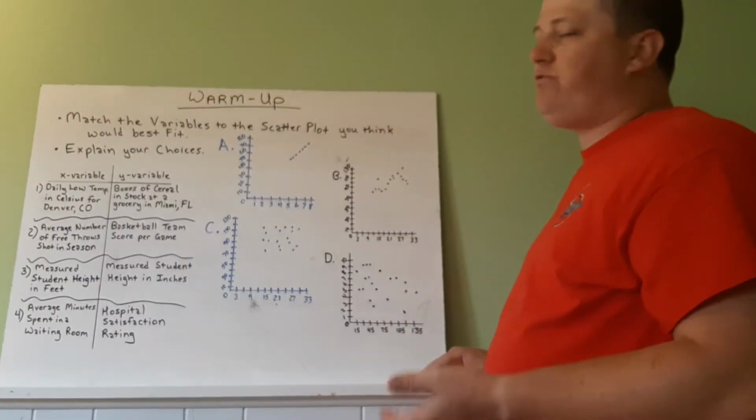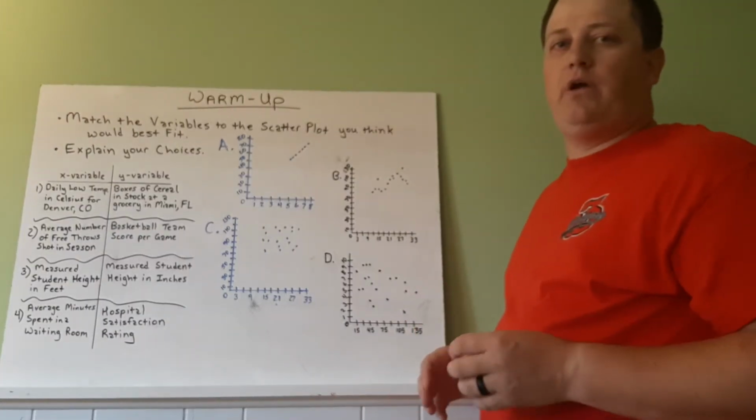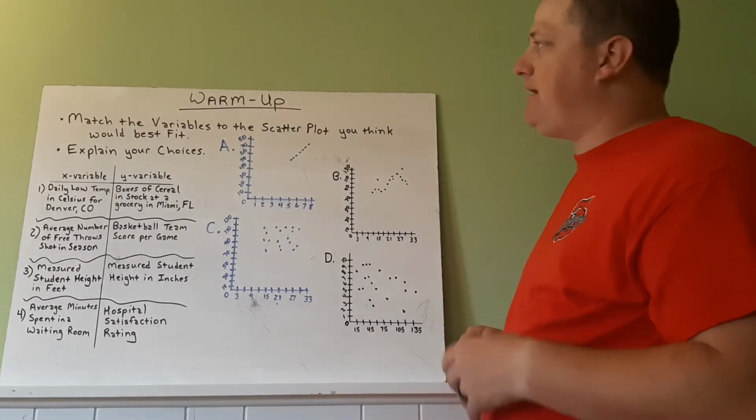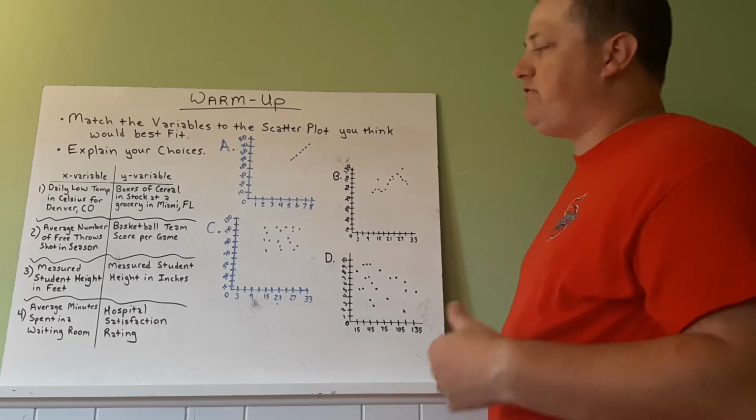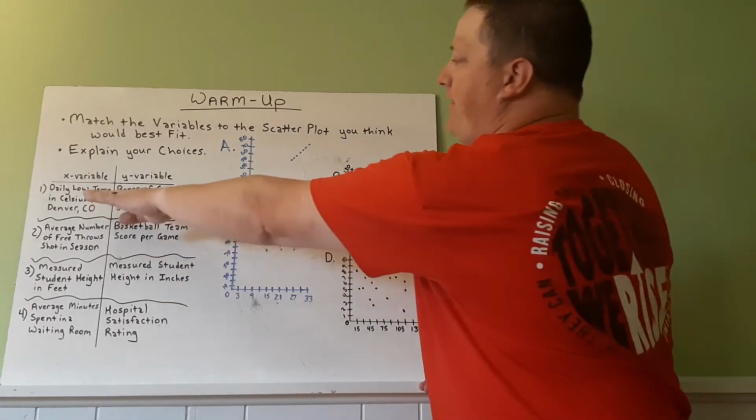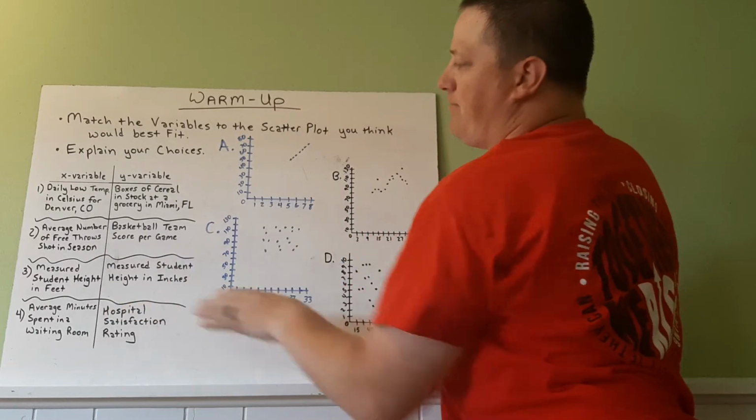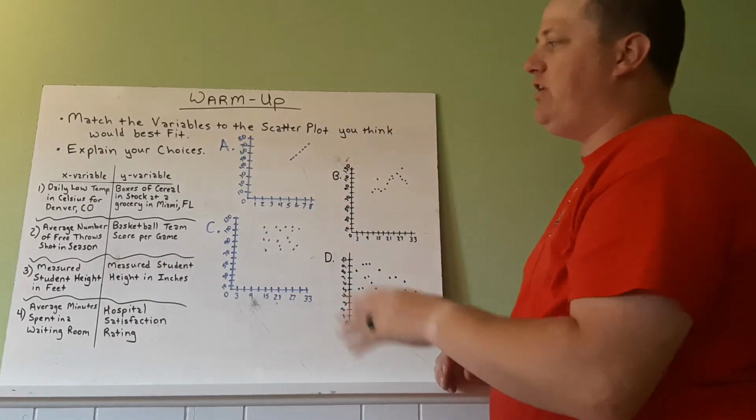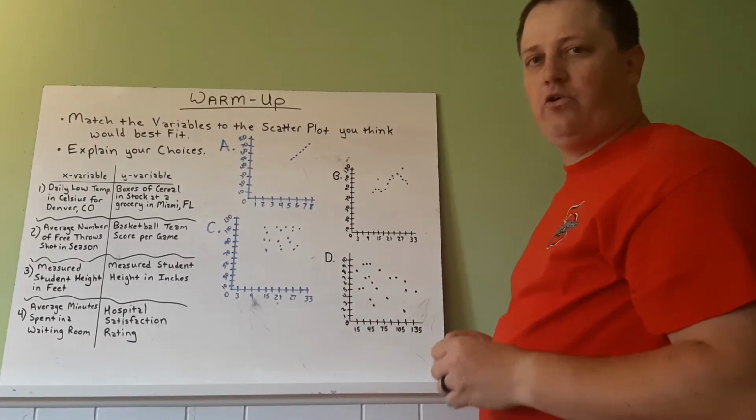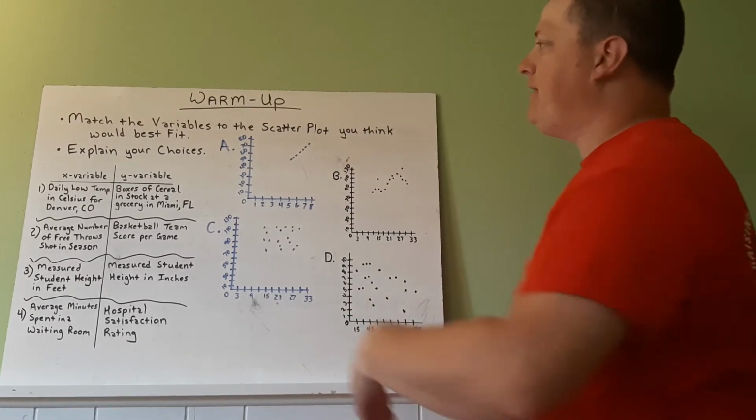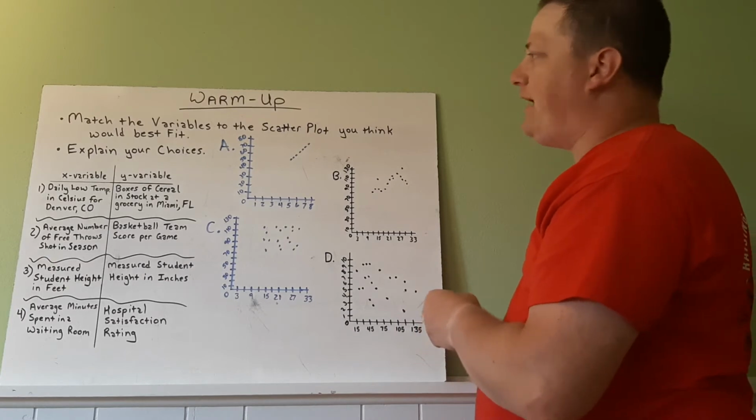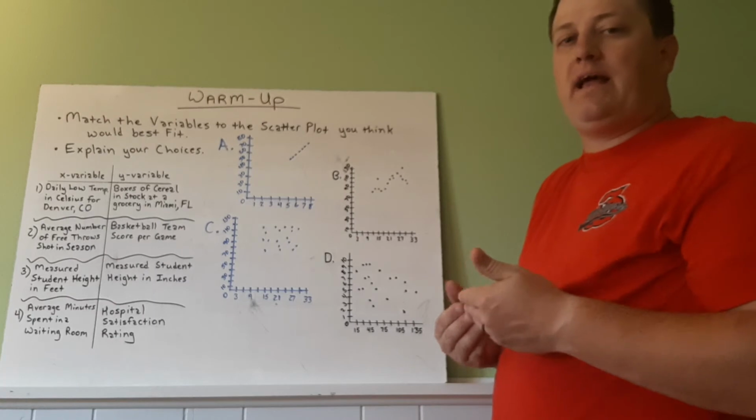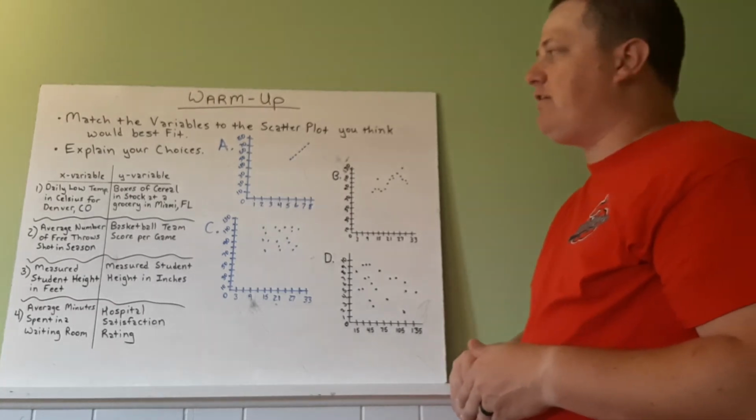All right, for this warm-up, you may want to go into your lesson and look it up because this might be hard to read, but I'm going to take you through it. What I want you to do is just do a matching. So we have variables that are paired up, and then we have four graphs, and you want to match each one to the most likely graph with it. So match the variables to the scatter plot you think would best fit and explain your choices. Then you're going to bring that to class tomorrow. That's going to start our discussion.